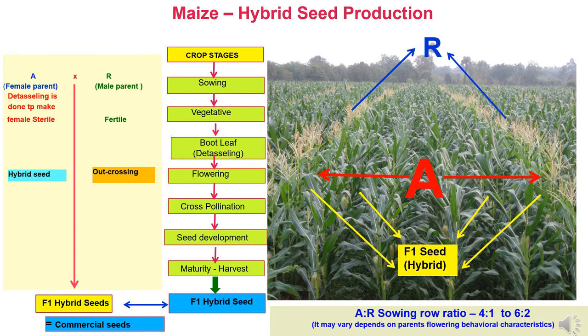The male parent is fertile and the outcrossing takes place through wind movement. The crop stages vary from sowing to vegetative to boot leaf stage. In the boot leaf stage, we have to do the detasseling process. After that, there will be flowering, cross pollination will take place, seed development, and after that, maturity and harvest. After crossing over, we have to harvest the male first and it should be removed from the field. And the seed parent, the female parent, is used for harvesting as F1 hybrid seed. And this harvested seed is used for commercial cultivation.